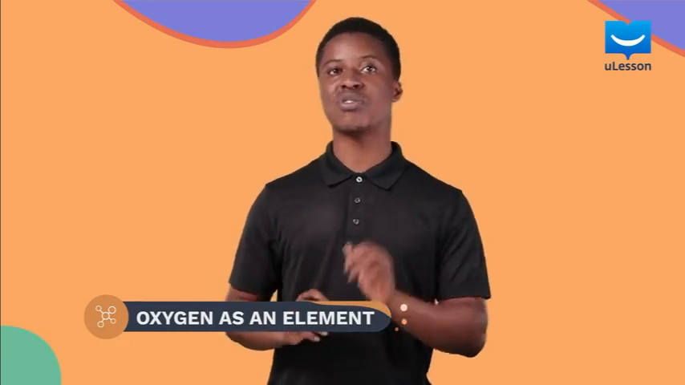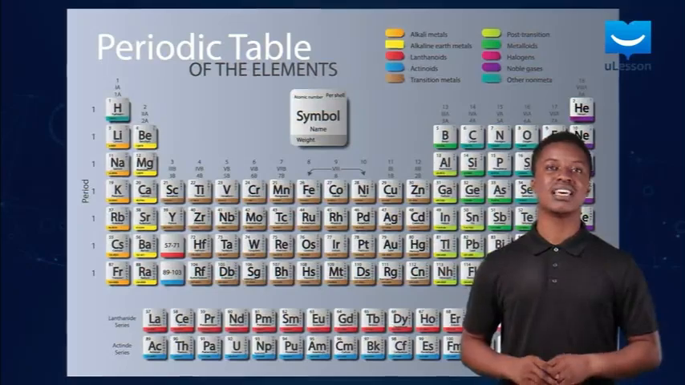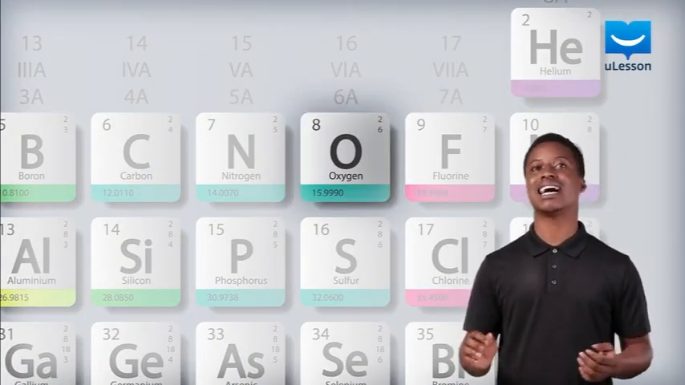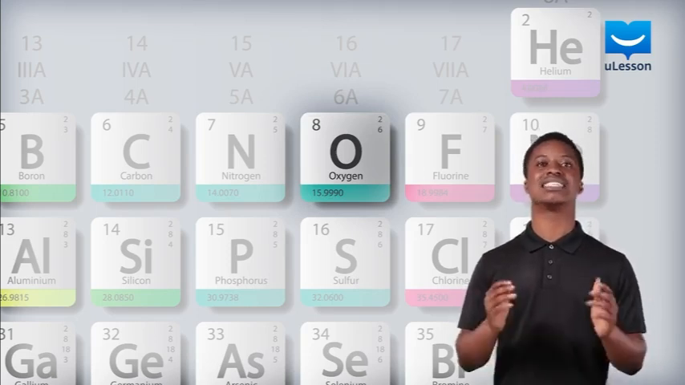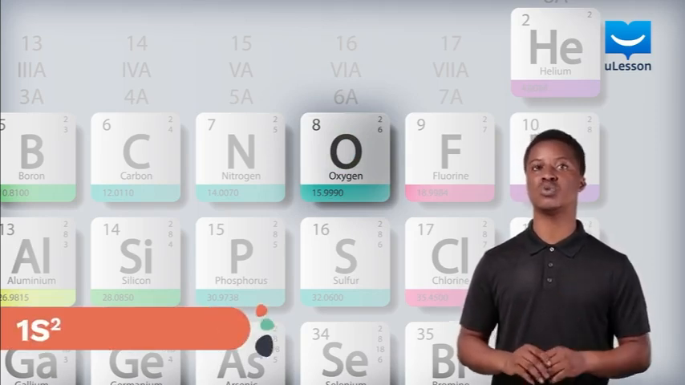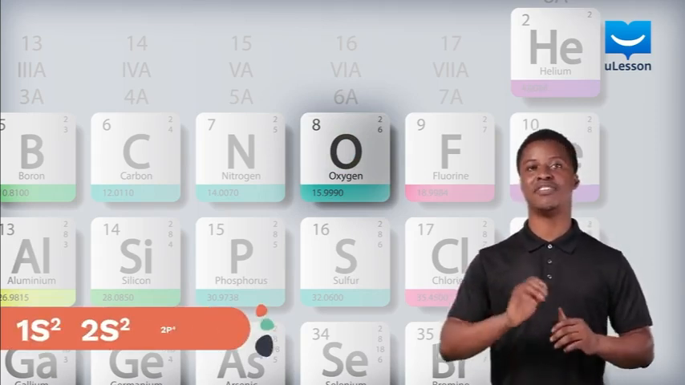We will look at its occurrence and some facts about oxygen. To start with, oxygen is the 8th element in the periodic table, indicating that it has 8 electrons. It has the symbol O and has an electronic configuration of 1s2, 2s2, 2p4.